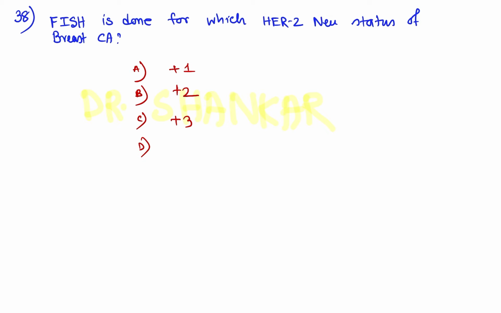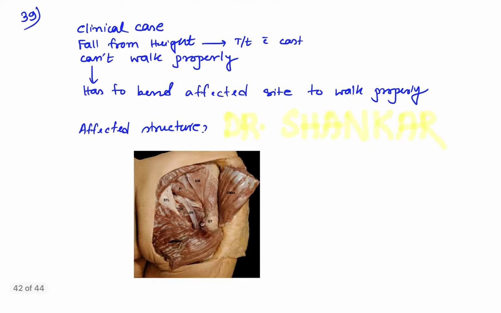Then, fluorescent in situ hybridization, FISH, is done for which HER2/neu status of breast carcinoma. This is an easy question, a repeat question from a previous year AIIMS question. This is +2. This is a previous year question, I think from NEET or AIIMS paper. This question was previously asked. So +2.